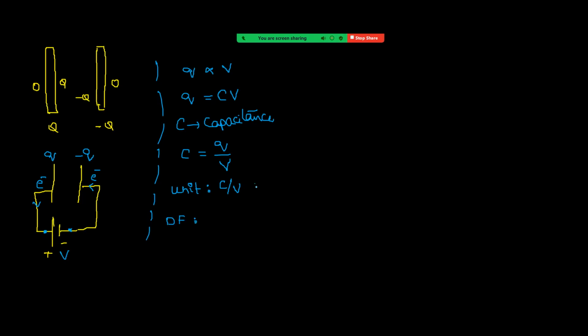Coulomb per volt is also written as farad, named after the scientist Michael Faraday. The notation is a capital F. Coming to the dimension formula, see how to get it. We know charge means current into time. Earlier we have learned that potential energy equals charge into potential.